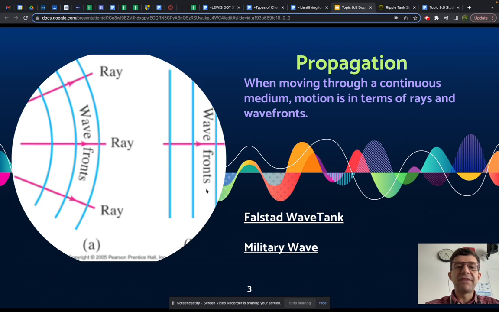If thinking about wavelengths and frequencies and the way that they're connected in terms of the speed is unfamiliar to you, you may wish to review some of the demonstrations in the Fallstad wave tank. We'll use the Fallstad wave tank to look at the Doppler effect in just a moment.